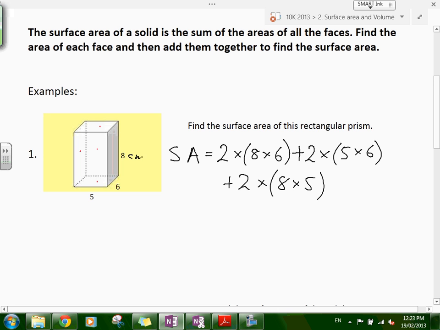Let's say this is centimeters. So if we work that out, 8 times 6 is what?